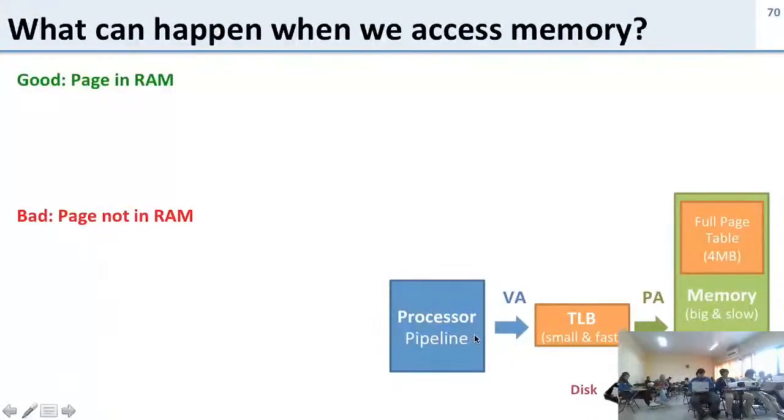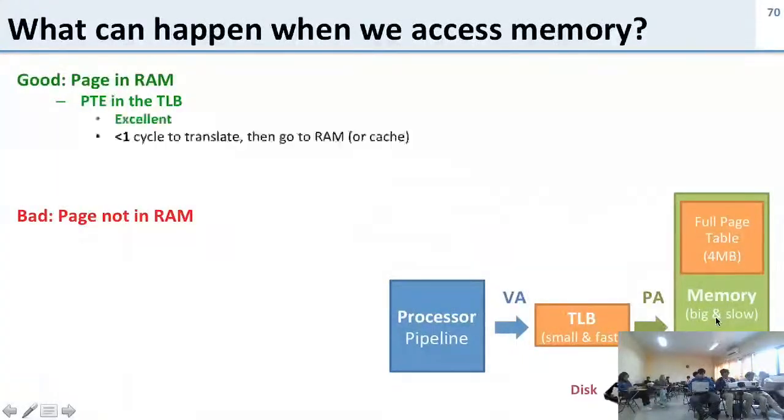Now, if the page is in RAM, we have 2 things that could happen. We could have our page table entry in the TLB, so this cache of page table entries is working correctly. In that case, we're going to access it really quickly. Going to go directly from the processor to the TLB to the memory. So this is going to be really good performance. This is what we want almost all the time, so really fast.